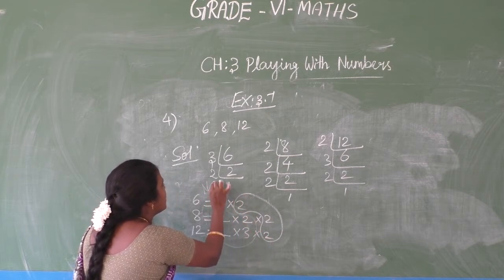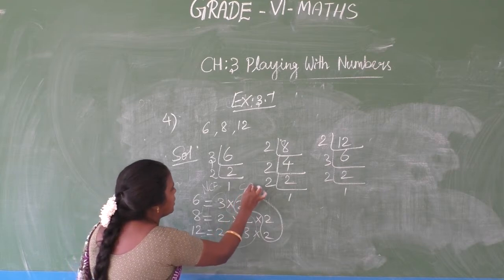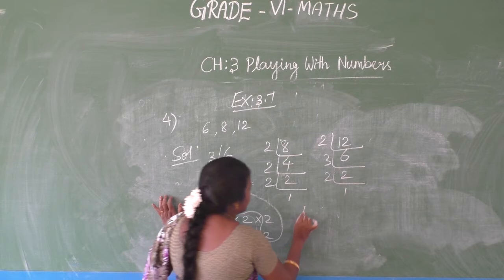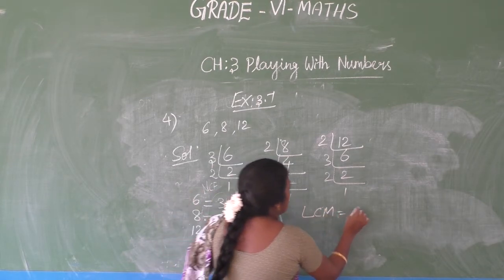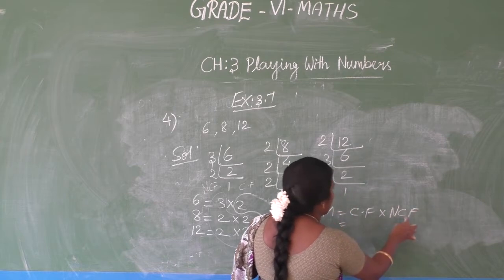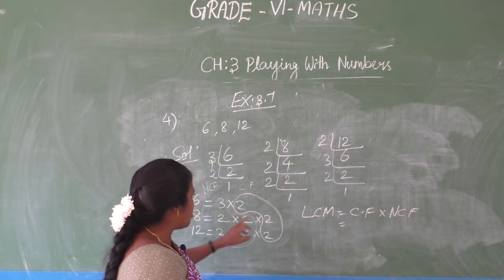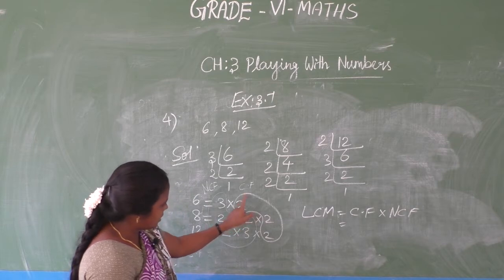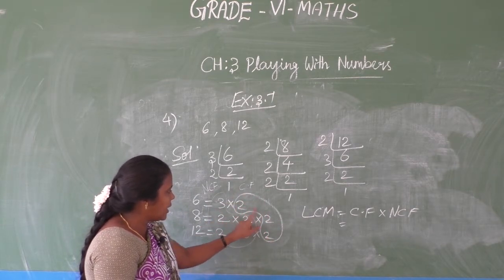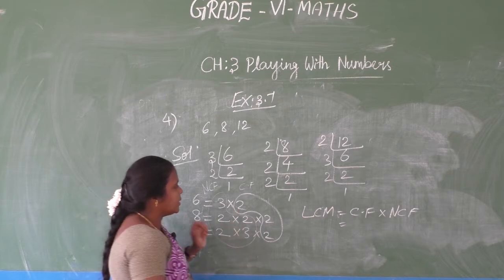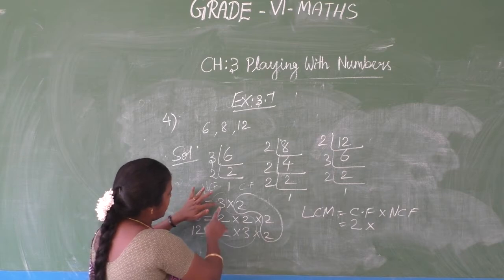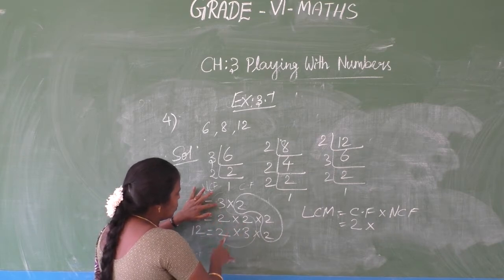These are all non-common factors, and this is the common factor. Both are to be multiplied. So LCM equals common factors into non-common factors, NCF. Common factors means the one you select which is in all 3 categories. 2 is coming in all 3 lines, so select that 2 as the common factor. Non-common factors means 3, 2, 2, 2, 3.